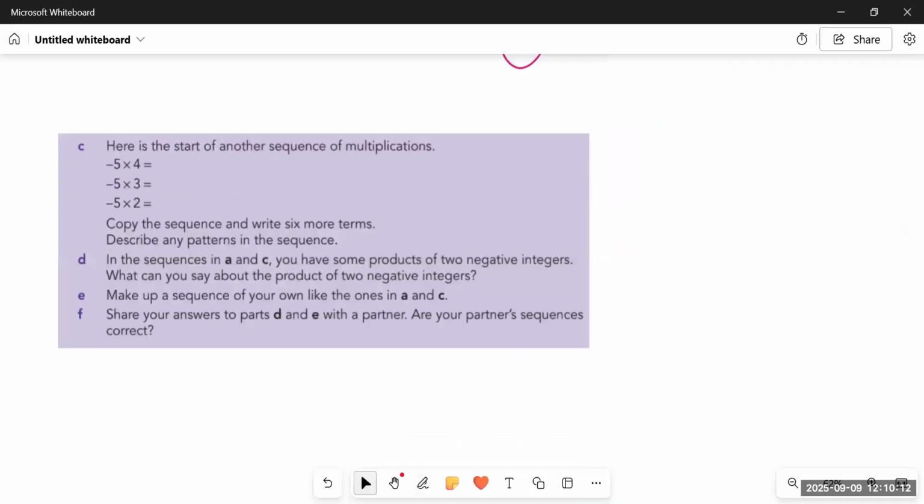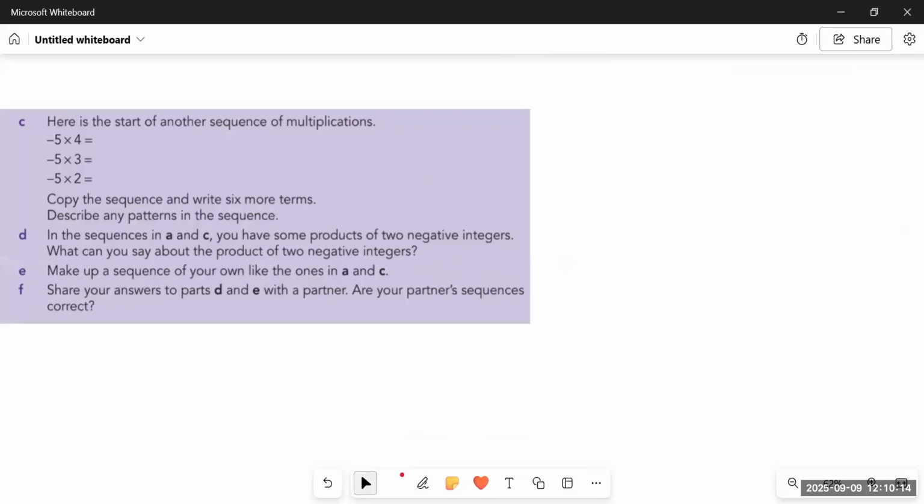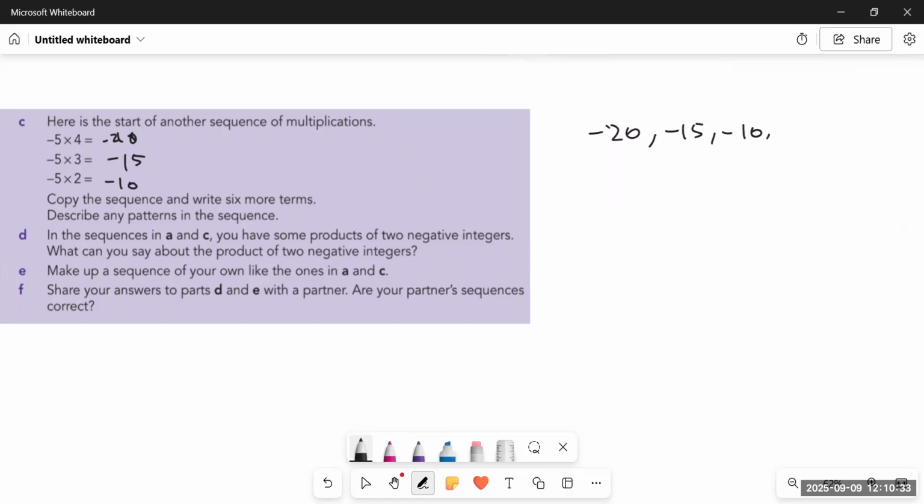Now the next question is, here is the start of another sequence of multiplication. Now we are doing it with minus 5 times 4. So it would be minus 20, then minus 5 times 3 is minus 15, then minus 5 times 2 is minus 10. So the sequence over here is minus 20, minus 15, minus 10. So the next number would be minus 5. Very good. Then comes 0, then positive 5.